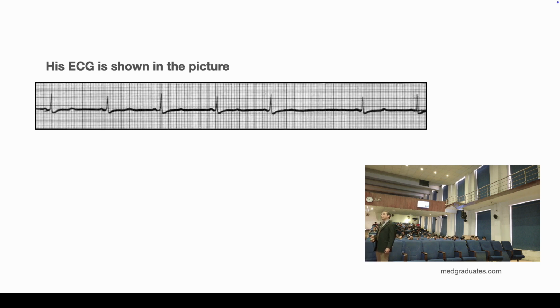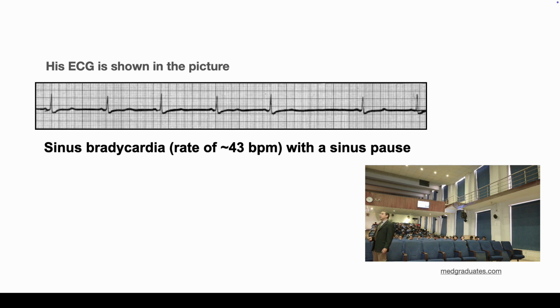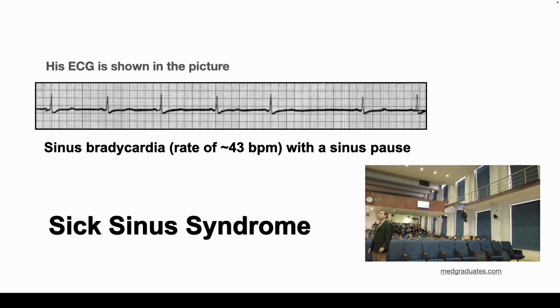These complexes are complete. You can see the P wave, QRS and T wave. And now you don't find anything in this. So there is a sinus bradycardia with a sinus pause. This is sick sinus syndrome with the SA node.